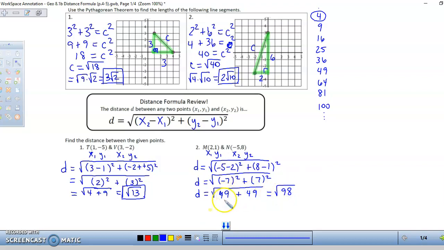Now, I'll give you a little hint here, but since I have 49s in both places, this is 2 times 49. And that's actually helpful because 49 is a perfect square. So I'm going to change this to 49 times 2, so square root of 49 times square root of 2, and then my final answer here is 7. Because the square root of 49 is 7, I get 7 root 2.